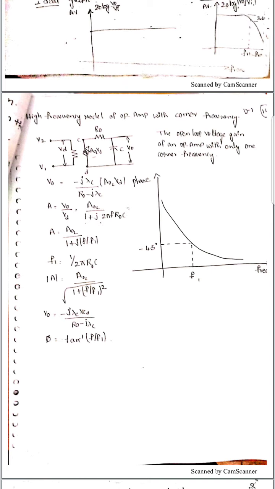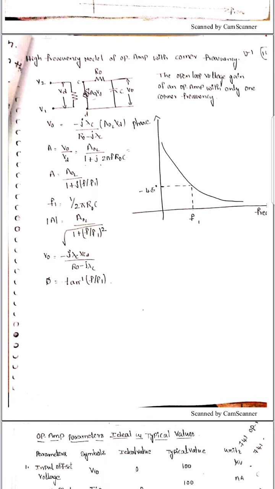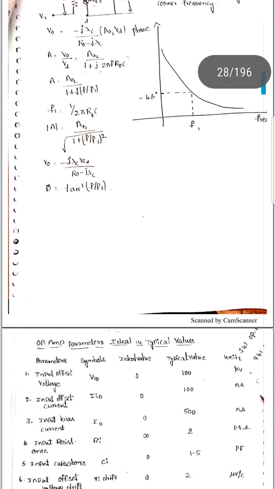Then the magnitude of A is equal to AOL divided by square root of 1 plus f by f1 whole square. Then V0 is equal to minus j XC divided by R0 minus j XC. Phi is equal to tan inverse of f by f1.